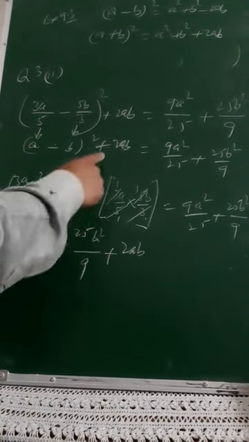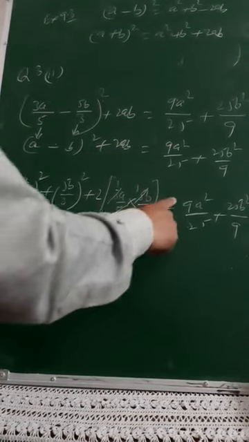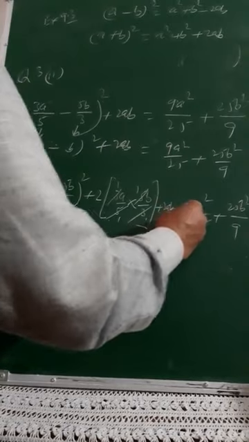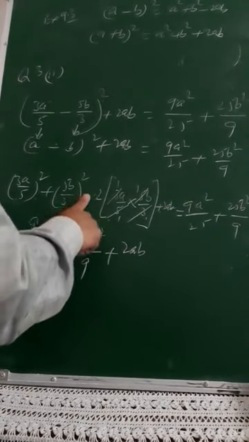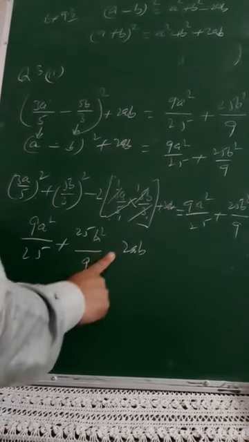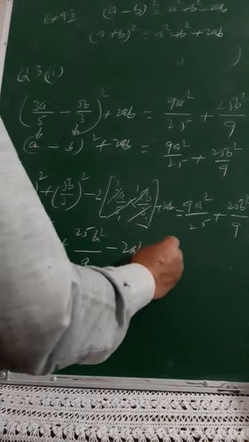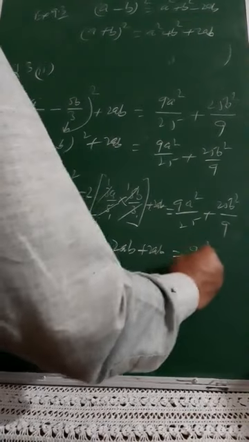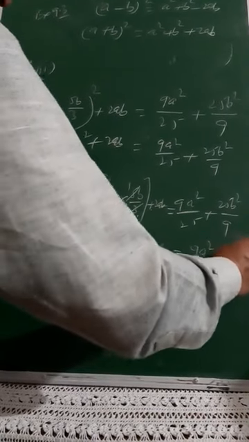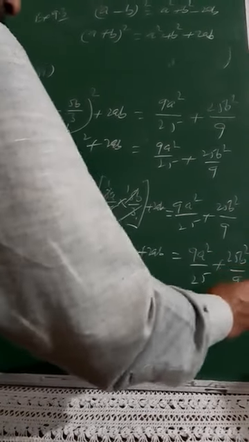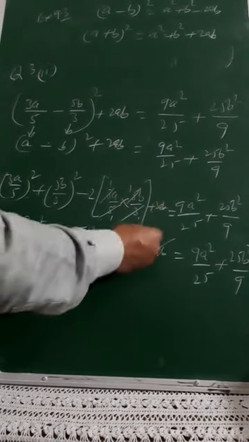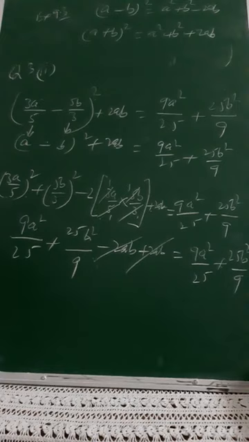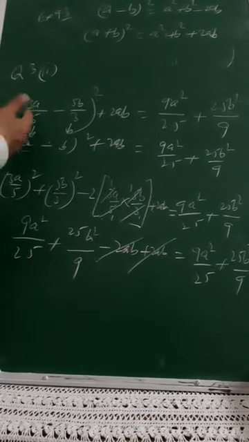So if this is minus, this was already plus 2ab. Make a note of that. 2ab will remain as it is, then equal to, and here it will be minus. So this will be minus, then plus 2ab is there, and right hand side is your 9a square upon 25 plus 25b square upon 9. Now you can see this 2ab and 2ab will go off. Plus 2ab and minus 2ab. So please make a note that this was in minus sign.